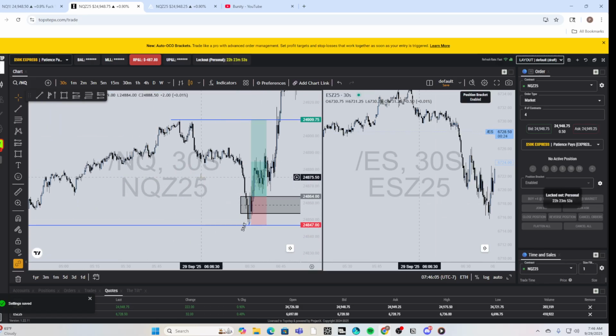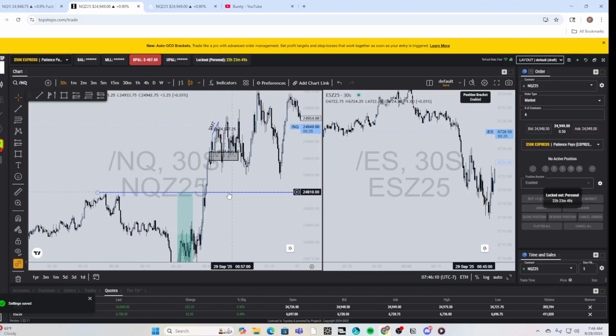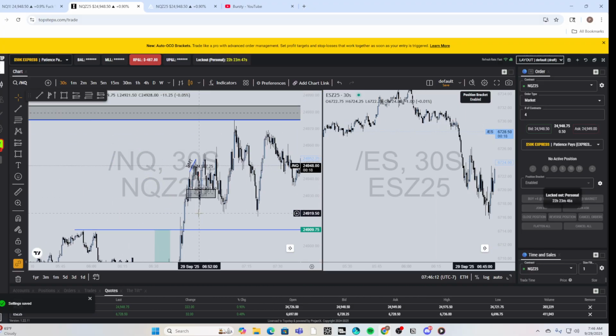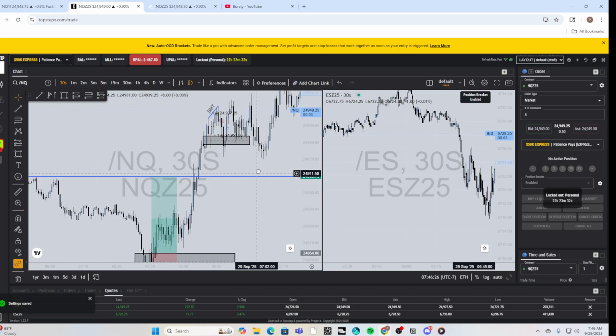The lesson I learned today was that if we get displacement past this high, there's no point in shorting, because obviously the draw is higher. I'm noticing that I'm winning more when I'm going with the trend instead of trying to catch reversals. I'm literally trying to catch the falling knife, but opposite, because we were very bullish.